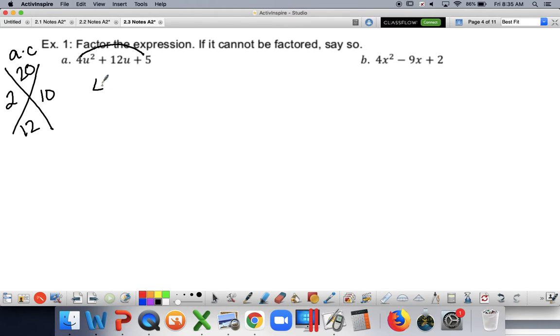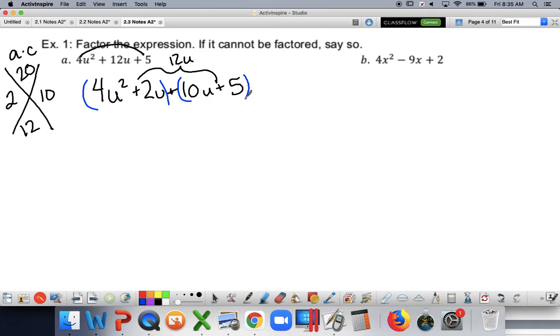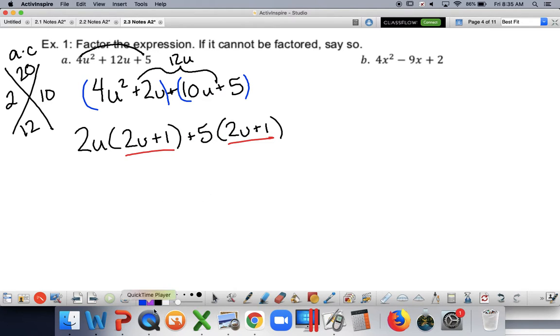I then come back here and I'm going to rewrite my middle term. Right here, I just have 12u, but I've broken it out to 2u plus 10u. I then group my front two terms and my back two terms, and I think, okay, what's my GCF up front? It is 2u, and I'm left with 2u plus 1. In the back, I factor out my 5, and I'm left again with 2u plus 1. Remember, these terms have to match or I've done something wrong. I then take out that common factor of 2u plus 1. It represents one of my factors, and then what I have left over is my other factor, 2u plus 5.